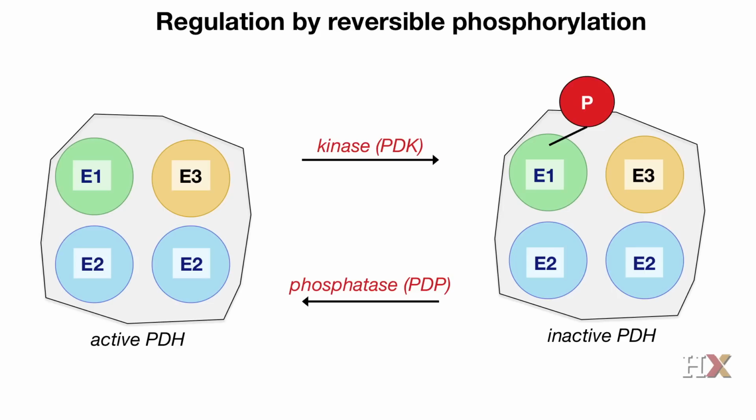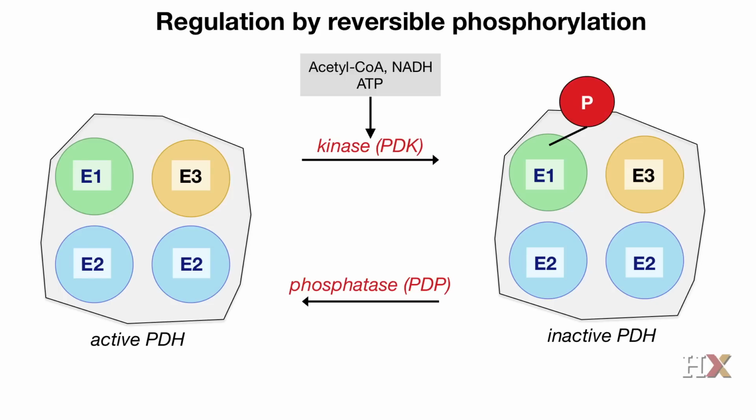So let's consider what happens in muscle. In muscle, you have a kinase and a phosphatase. The kinase, PDK, phosphorylates the PDH complex on E1. This phosphorylation leads to the inactivation of PDH. Then the phosphatase, PDP, will dephosphorylate and thus activate the PDH complex. At high energy state, reaction products, acetyl coenzyme A, NADH, and ATP, activate the kinase and thus inhibit PDH.